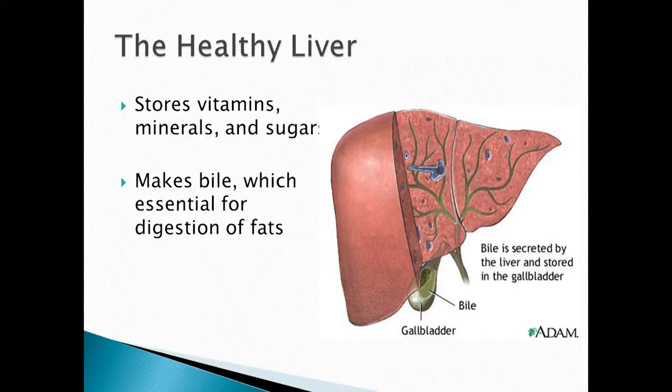It's very important. A normal liver stores a lot of vitamins, lots of minerals, and a very important source of sugar, especially overnight while you're sleeping and you're not eating. And it makes bile, which helps you digest the fat.